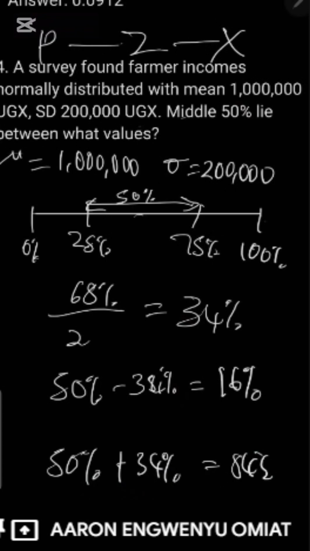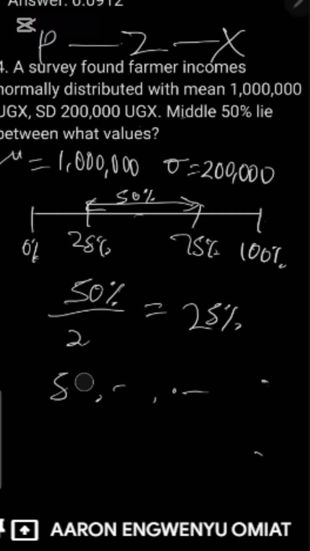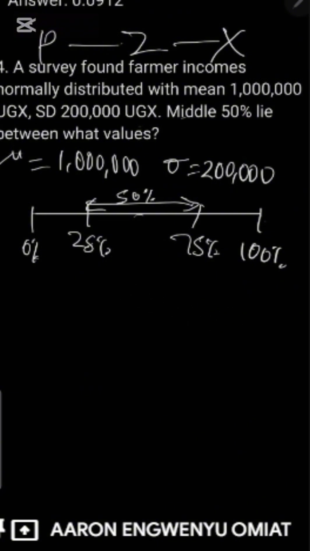In this case, we're given 50. So 50% divided by 2 is 25%. 50% minus 25%, you get 25%. Then 50% plus 25%, you get 75%. Hopefully, we are together on how to find that. Okay, now that we have got that, 25% is the same as 0.25, and 75% is the same as 0.75.